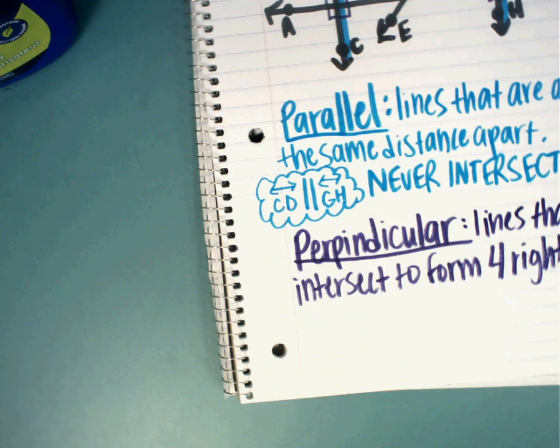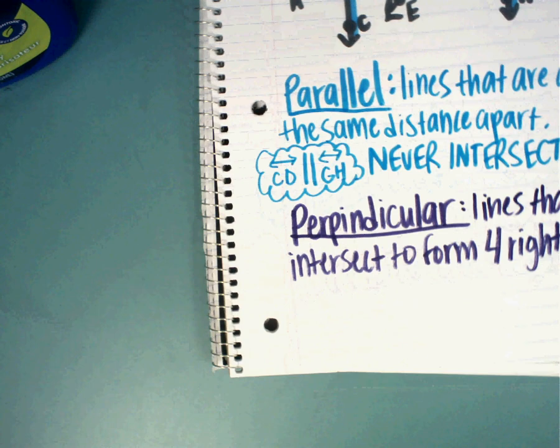Okay, so the last kind of line is something called intersecting lines. So anything that's not parallel or perpendicular is going to be intersecting, okay?